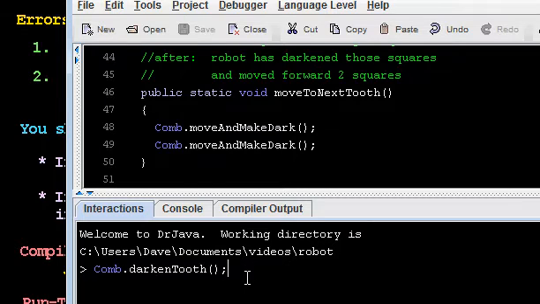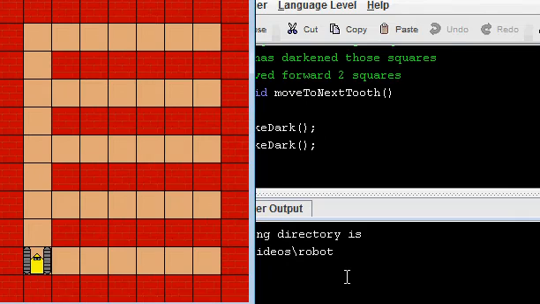Let's see if we fix this. I'll load my comb again. We'll load the comb.